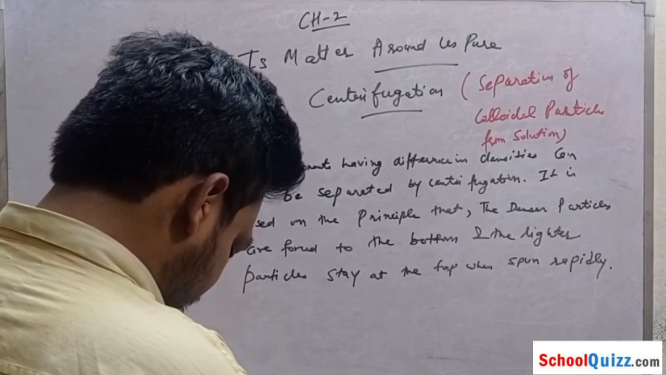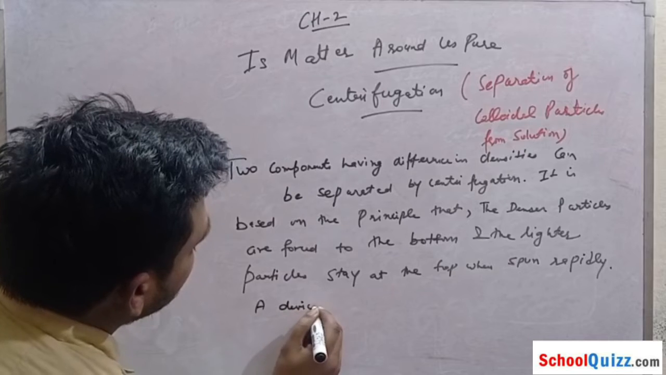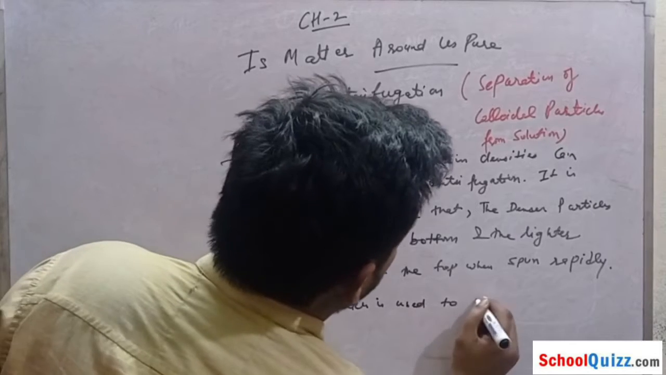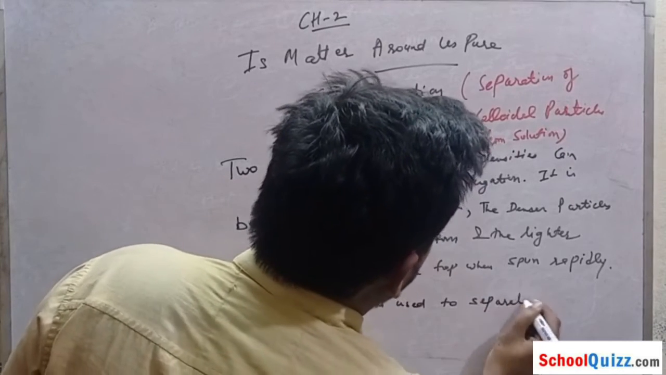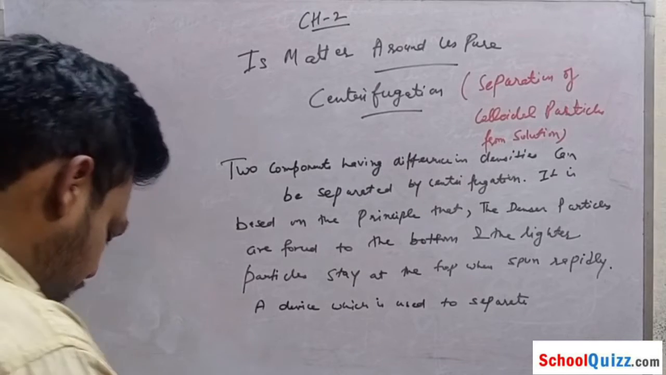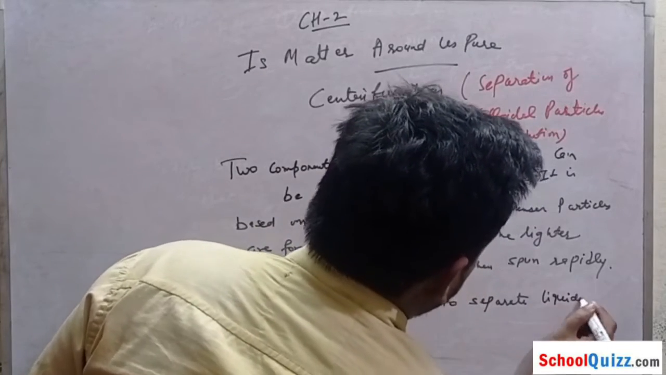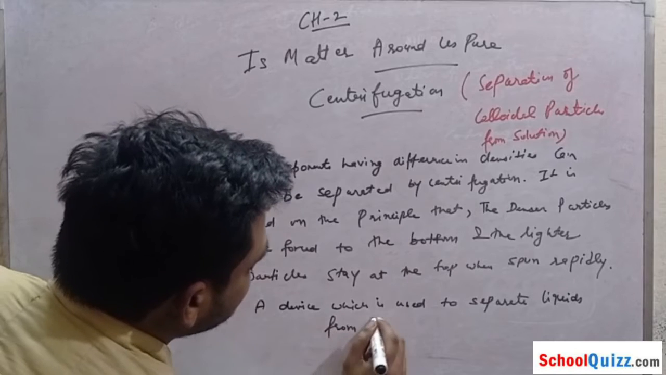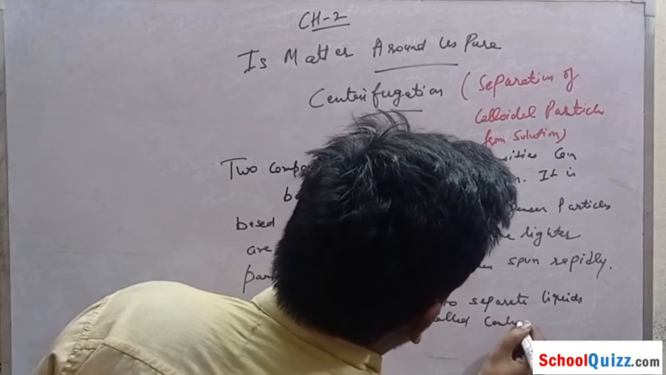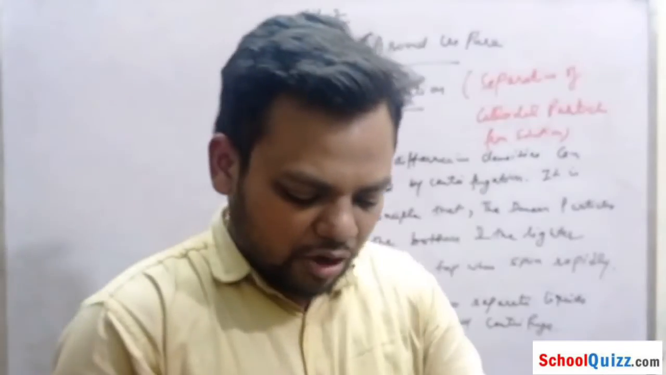Okay. So next, we can write it as a device which is used to separate liquids from solids is called a centrifuge.